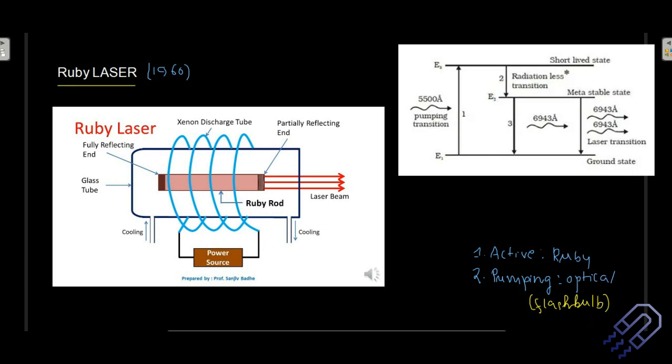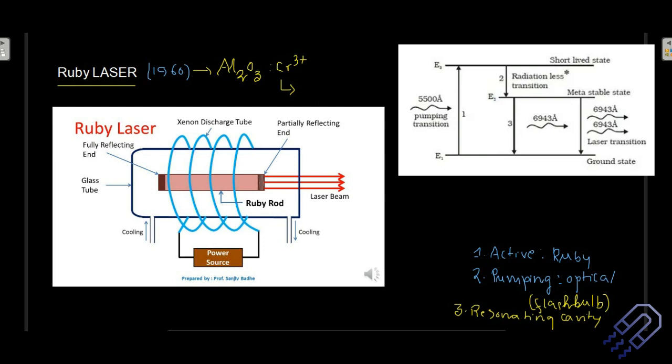Finally, the third point that you should discuss is the resonating cavity. So this is your resonating cavity. When you explain the ruby laser, you should know what a ruby basically is. You know sapphire, Al2O3, and if you dope it with chromium, Cr3+, you get ruby. The color of the ruby laser is more or less red, around 694 nanometer.